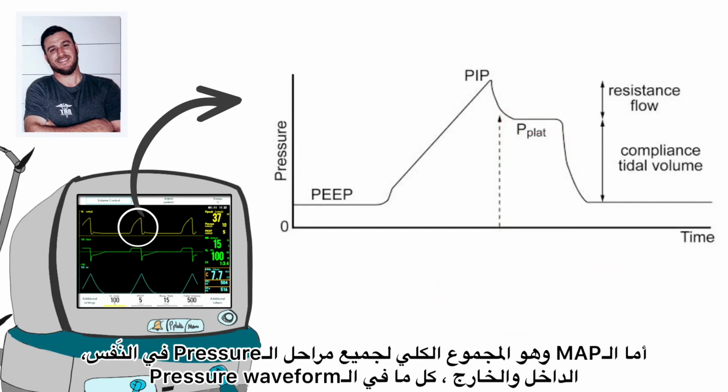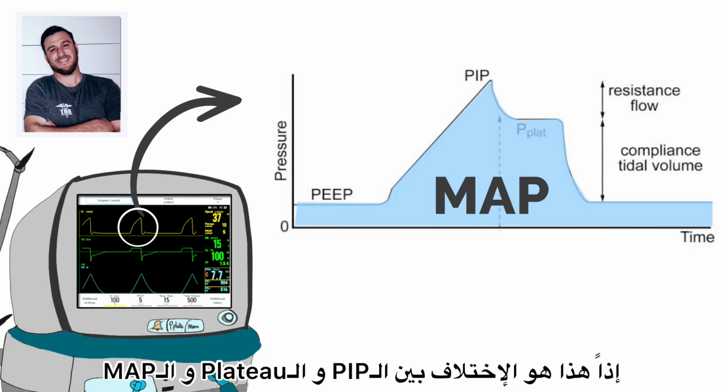Okay, and then mean airway pressure is the average airway pressure amongst all of the pressures in the airway throughout all of mechanical ventilation. So those are the key differences between PIP, plateau, and mean airway pressure.